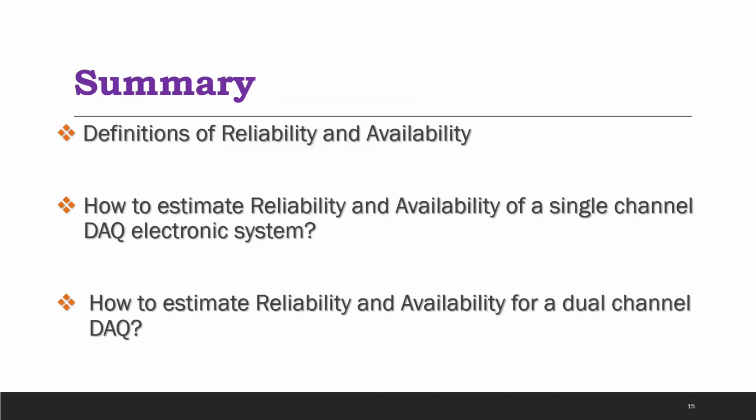So summarizing now, we have seen the definitions of reliability and availability. We have also seen how to estimate reliability and availability of a single channel electronic system of DAC, and then also how to estimate them for a dual channel DAC.